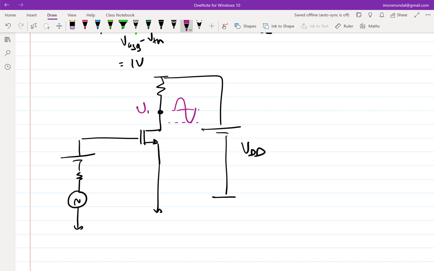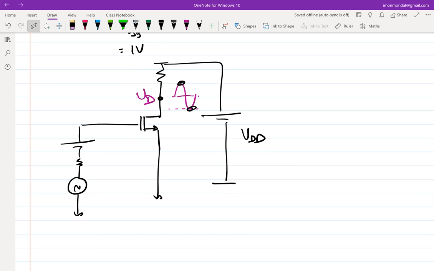So this is VD. What I'm asking is, is this the critical point or is this the critical point? The lower one will be the critical point, right? Obviously the lower one will be the critical point. So in order to figure out exactly where I should bias it, I have to go and do an analysis. And what will that analysis be? I'll have to ensure that the total voltage VD has to be greater than the total voltage VG minus the threshold voltage.